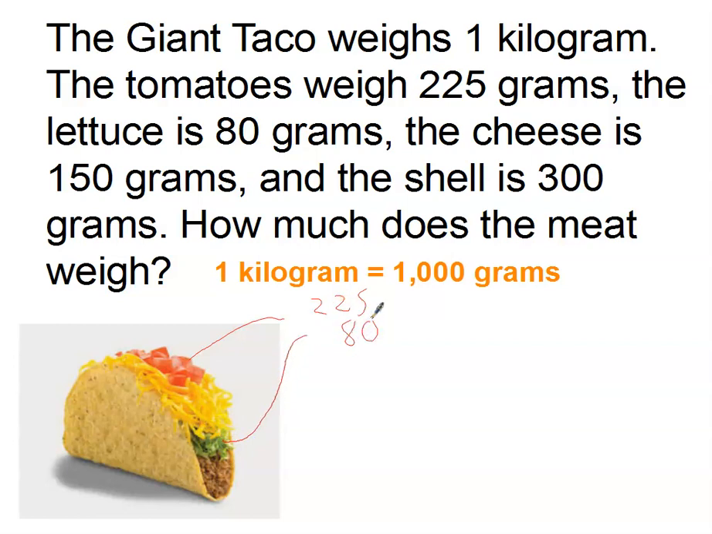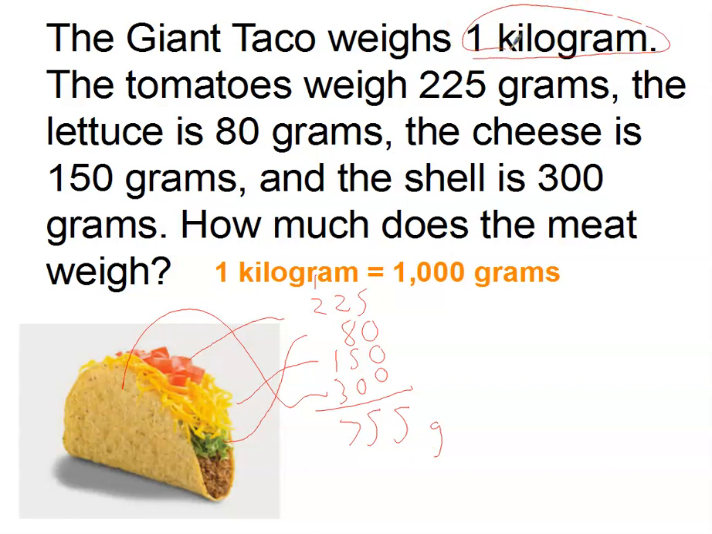The cheese is 150. And the shell is 300. So if I add them all together, there's 5, 10, 15, carry my 1, 3, 4, 7, 755 grams. And together the whole taco weighed 1 kilogram. Well, 1 kilogram is 1,000 grams, so the whole thing weighs 1,000. Everything but the meat is 755.